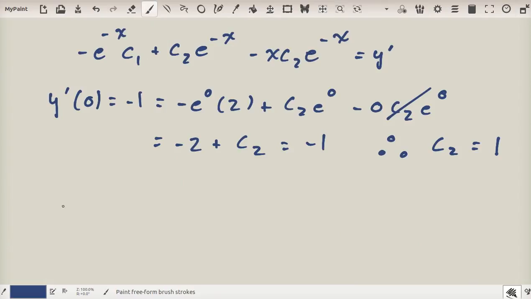So therefore c2 is equal to 0. Sorry, it's not equal to 0, it's equal to 1.